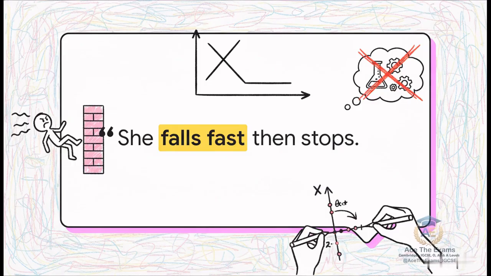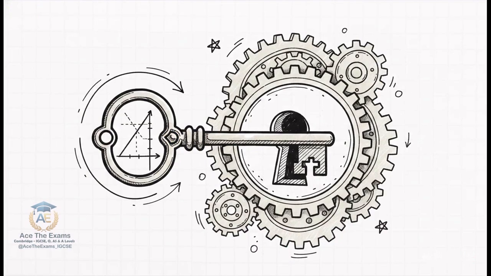Just listen to this answer. "She falls fast, then stops." Ouch. That is a classic vague learner mistake that instantly triggers a harsh 0-mark penalty from the examiner. I mean, it lacks scientific reasoning, completely ignores the actual data on the axes, and totally misses the physical context of what's actually happening.